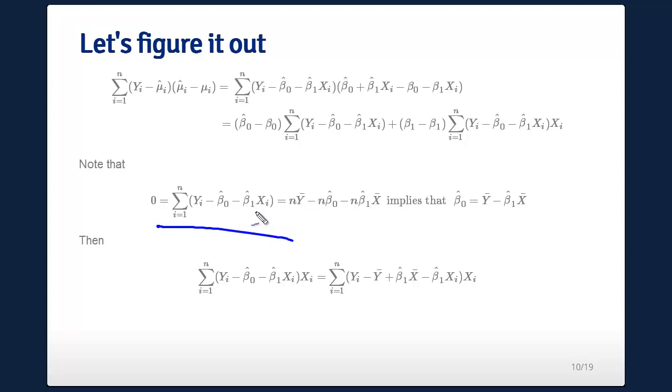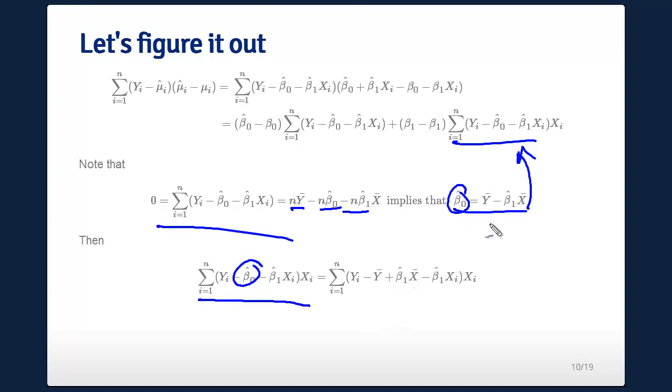And if you solve that, if you expand the sum, we get n y bar minus n beta naught hat minus n beta 1 hat x bar. And this implies that beta naught hat equals y bar minus beta 1 hat x bar. So now we can plug this solution for beta naught into this other equation. Okay, and so we set that one equal to 0, and here I have it rewritten down there where I've taken my beta naught and plugged in that equation right there.